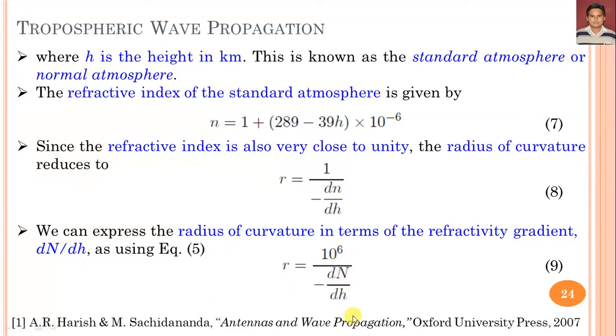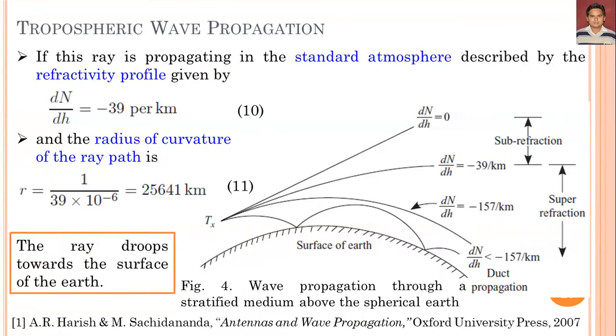Equation 9 is very important for understanding the different types of wave propagation in the tropospheric region. Consider a ray propagating in a standard atmosphere as described by the refractivity profile. Here you can see the figure: the wave propagating through a standard medium above the spherical surface. This is the spherical surface, this is the transmitter, and somewhere there is the receiver. The wave generated from the transmitter travels in the tropospheric region.